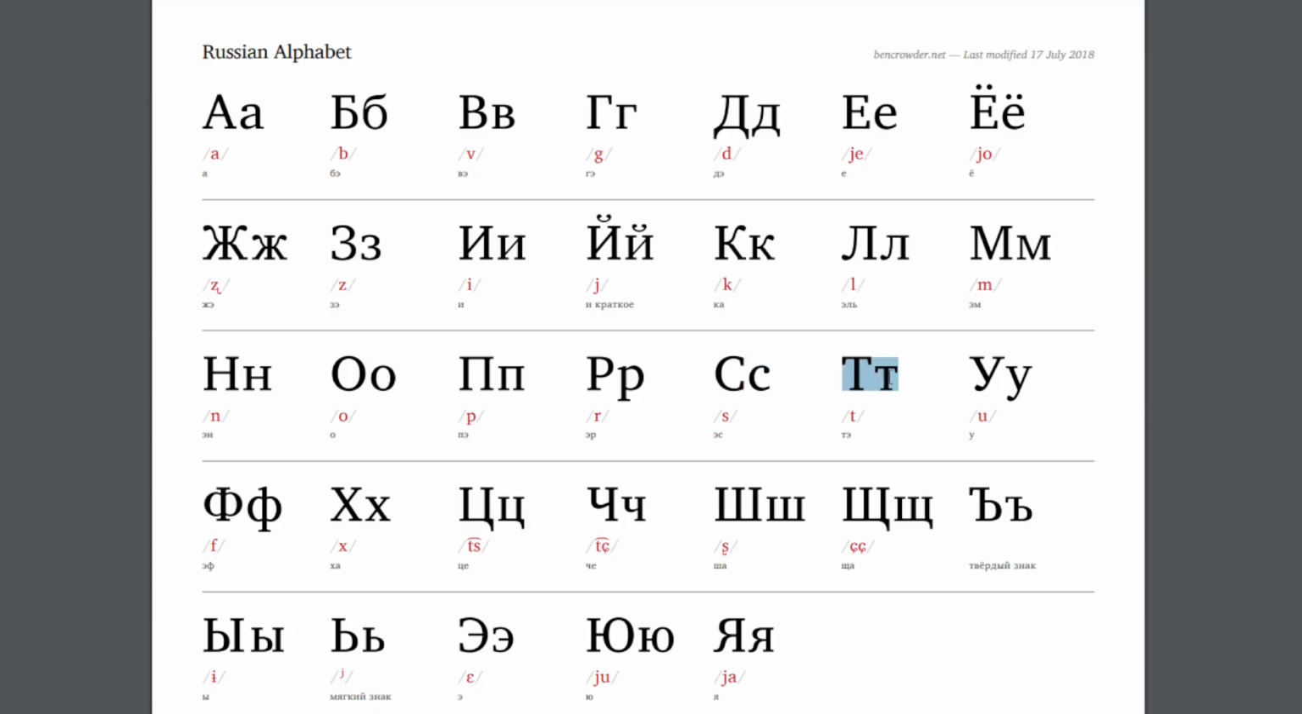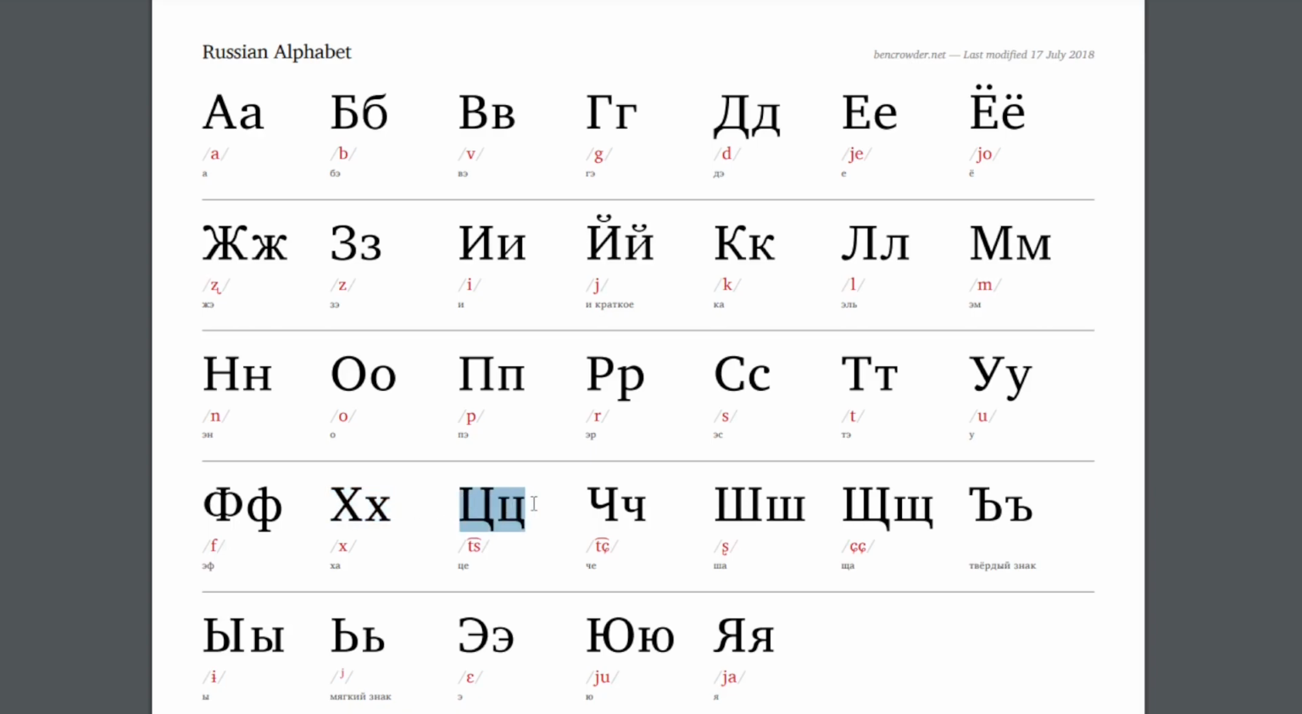And we've got T, that's just the same as in English. Then we've got U, so instead of this being a Y sound, it's a U sound. And then we've got F, this is the F sound. And then we've got the X, which actually makes sort of an H sound, like in хорошо, which means good.